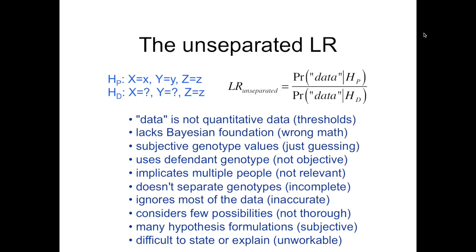The result of all of this is that this type of likelihood ratio and its language with its conditionals, not using the proper data, not separating out genotypes, and using limited arbitrary hypotheses are very difficult to state or explain. And as a forensic analyst, this might not be the sort of area you want to get into in court, whether you're being asked questions by the prosecutor, the defense, or even the judge.